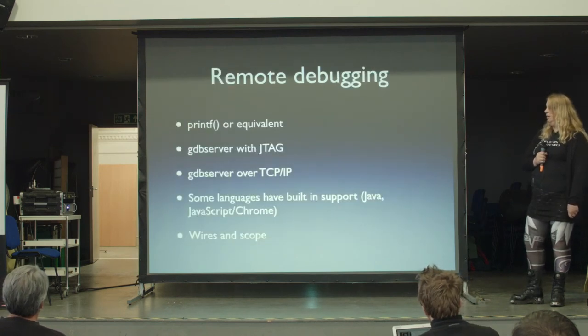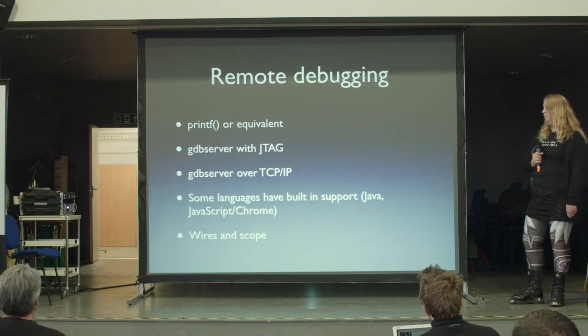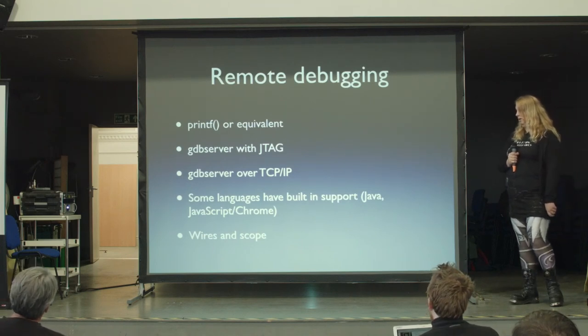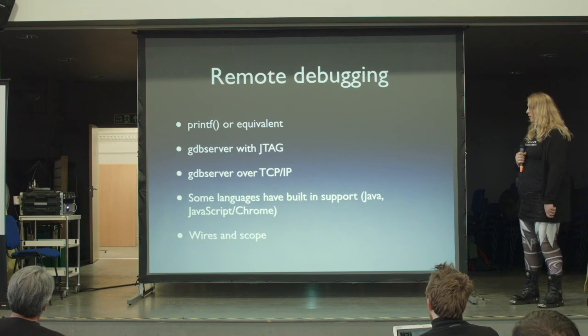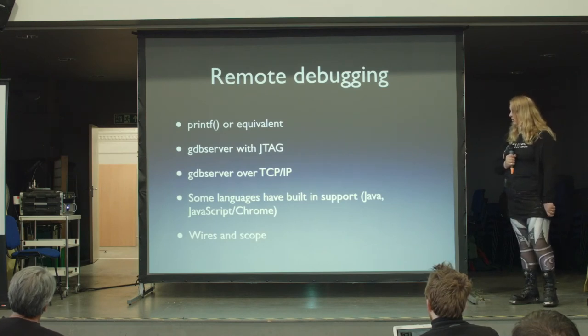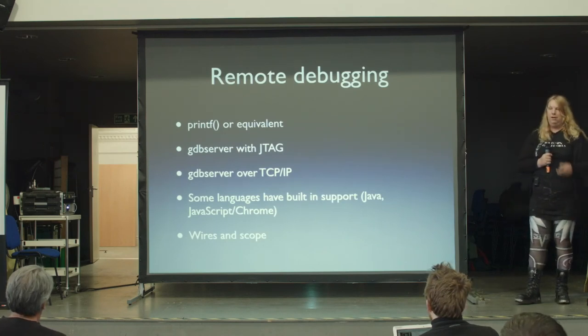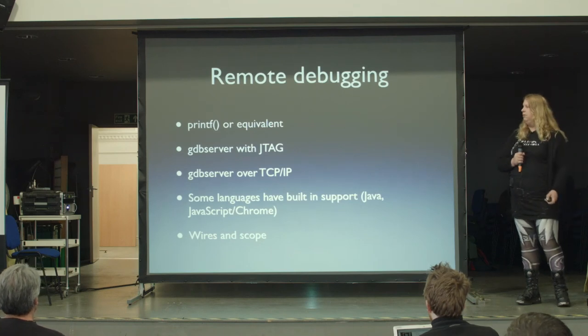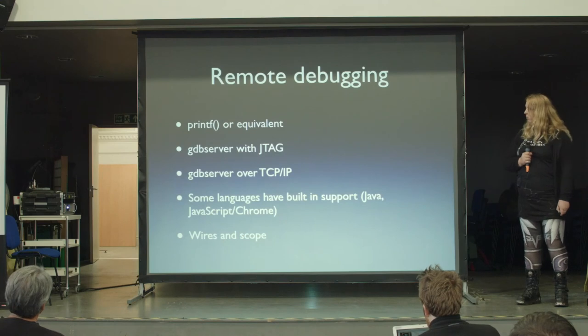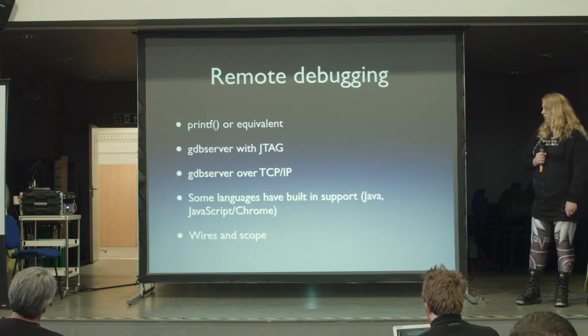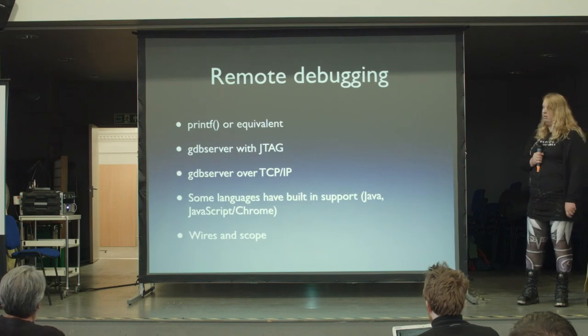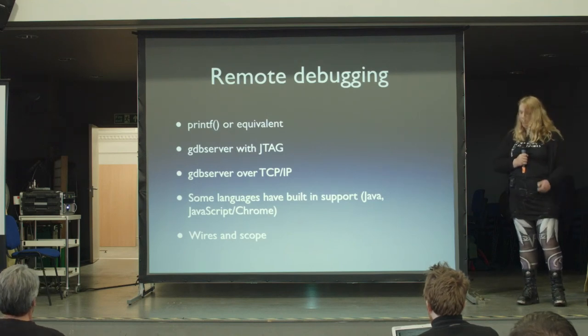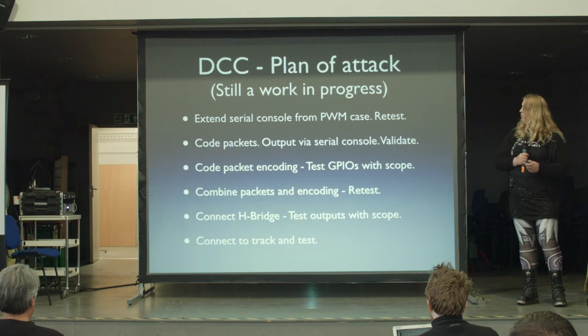Remote debugging. It's an AVR, so there's a GDB server, but you're not going to have it running because it's not running Linux. So in this case, it's just printf. Other things, I tend to do remote debugging either with a JTAG, with which you can debug the processor directly, or over TCP/IP. Some languages, as you see, scopes, and we've got wires, and your scope again.